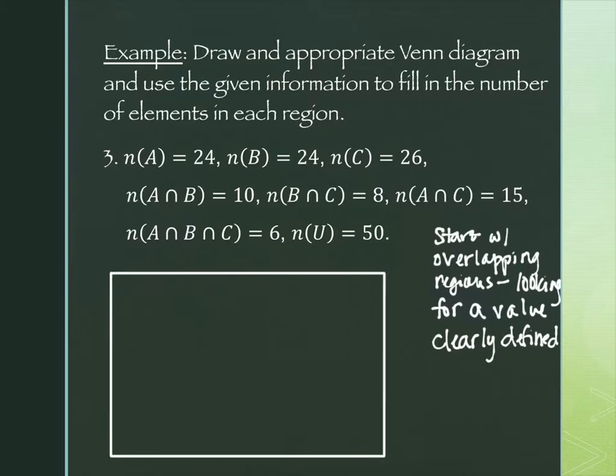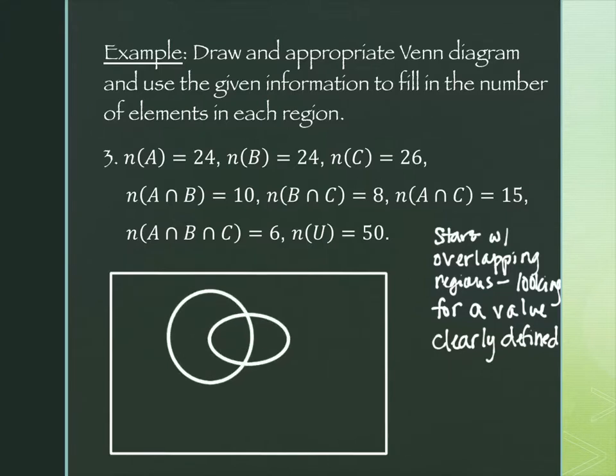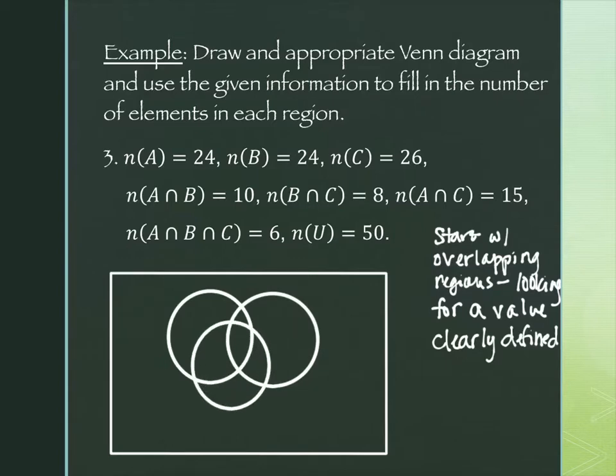So, how many overlapping circles am I going to need? 3. Okay, there's an A, B, and a C mentioned, right? So some of our problems have 2, some of our problems have 3. So we're going to draw 3 on this one. And as always, I'm going to label mine straight across, A, B, and then C at the bottom, and U on the outside.